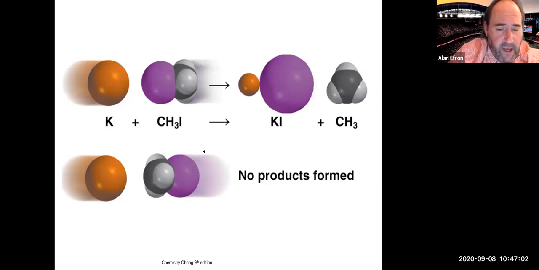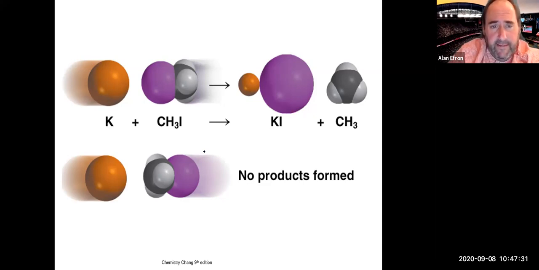So in the top version of it, you can see that the purple circle there, which represents the iodine, is coming straight at the potassium. And when they collide in that manner, we do get products formed. We get the potassium iodide and the CH3, the methyl group, coming off. But if we have the same two colliding where the potassium collides with the carbon, we will not get products formed.